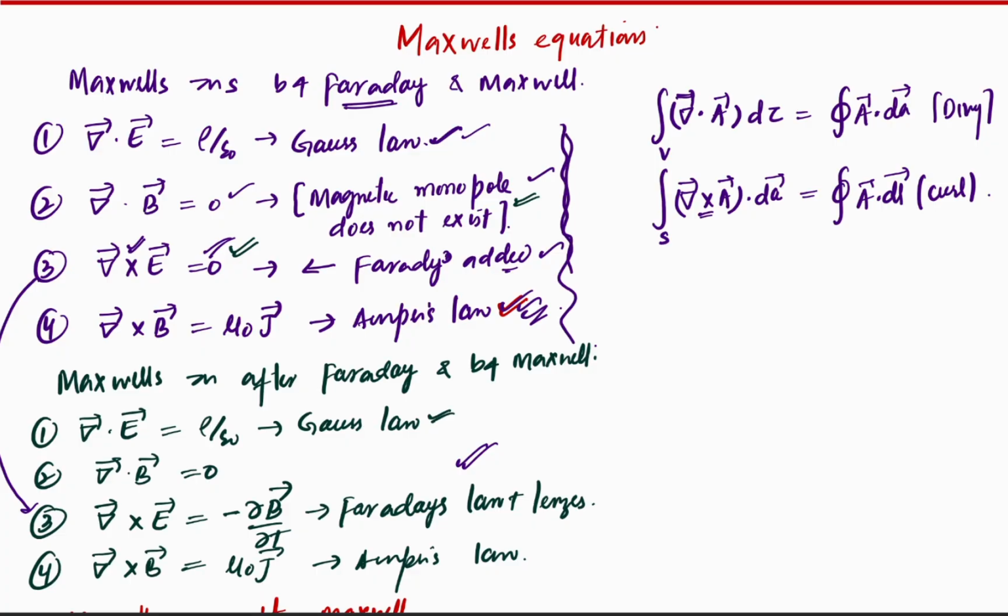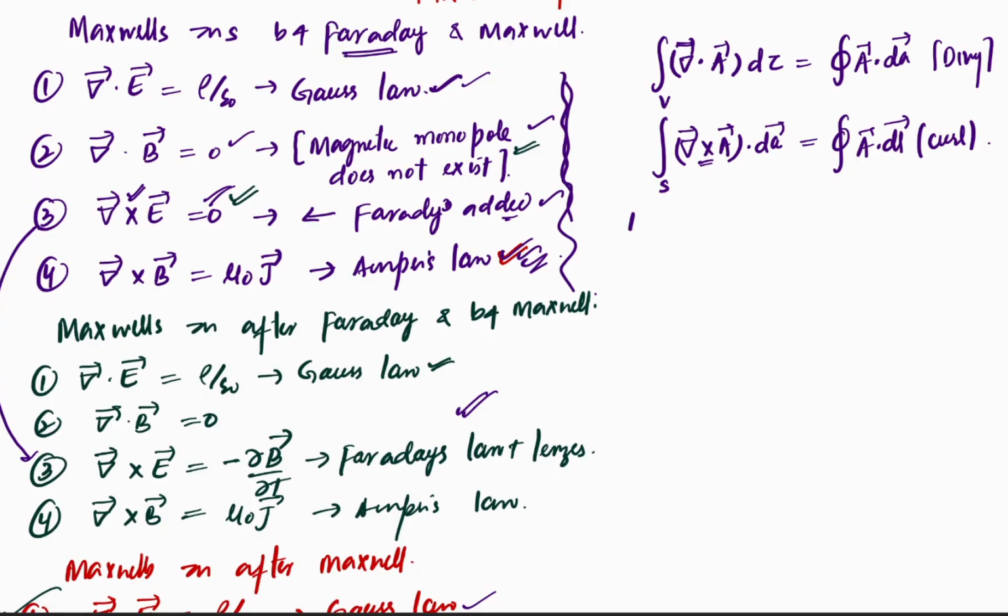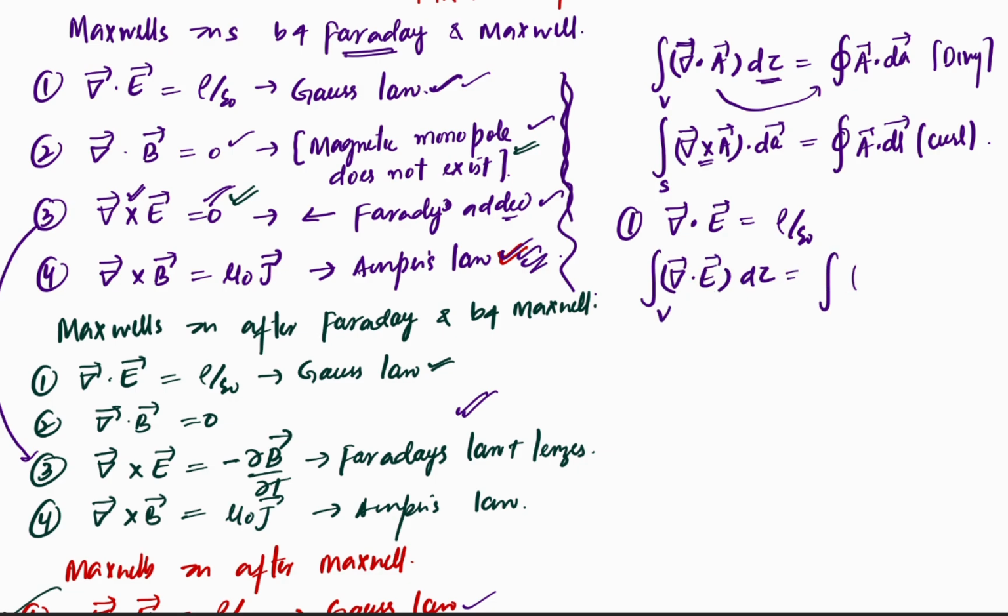Then you will be able to write every equation yourself. So let me write the first one. First one is del dot of E equals rho by epsilon 0. Now see, since we have a divergence here, we have to take the volume integral on both sides so that we can use this theorem. So taking the volume integral on both sides, integral of del dot of E d tau equals integral of rho d tau by epsilon 0.